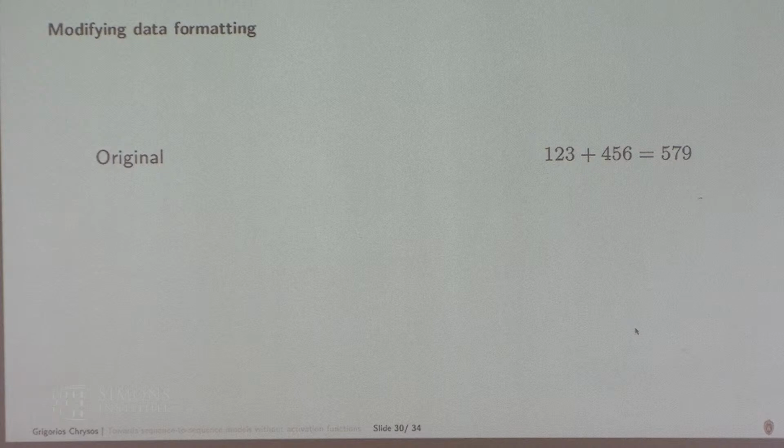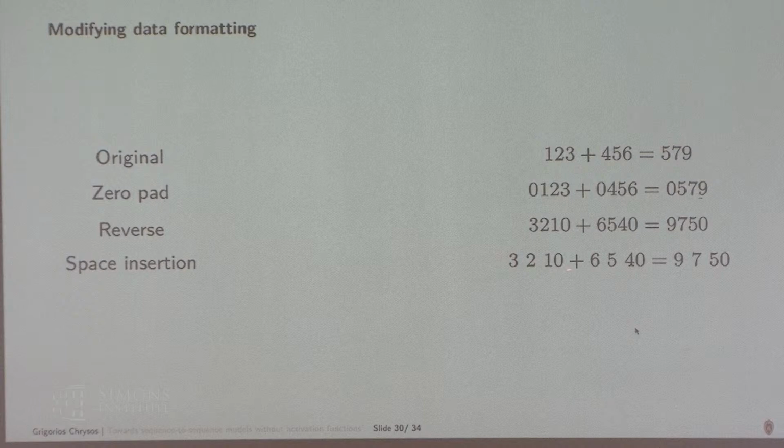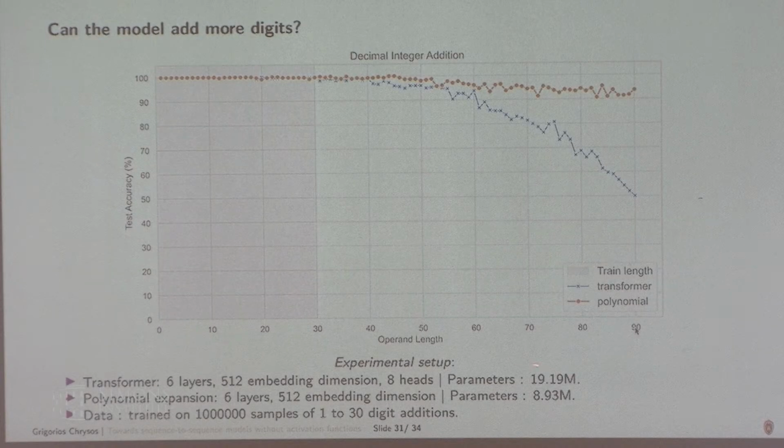So we did one modification, which is the following, right? We had these original numbers to add, and then we zero pad if necessary. We reverse the numbers, and then we add some random spaces. And it turns out that this is sufficient for both models to extrapolate way better. So here you can see that we have learned up to 30 digits, so each operand is up to 30 digits. And then we tested way, way more.